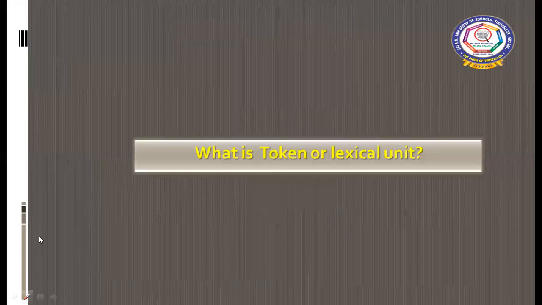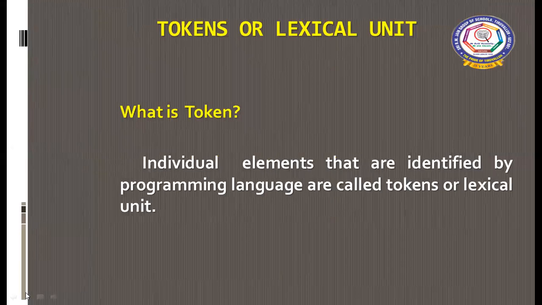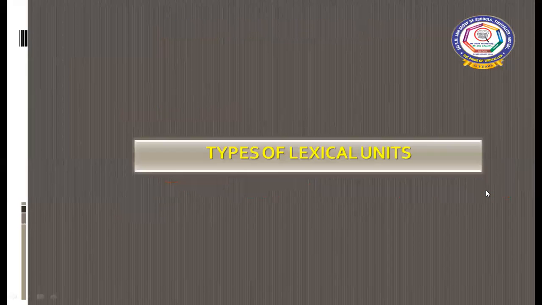The next topic is the token. A token is nothing but an individual unit that is identified by a programming language, also called a lexical unit. Even in a passage of text, each individual word or punctuation mark is a token or lexical unit. In the same way, in your programming language, we refer to the individual units of elements in your coding as tokens or lexical units.